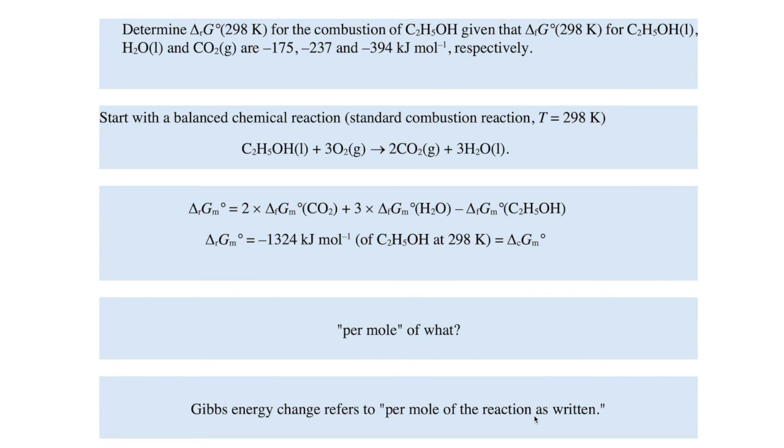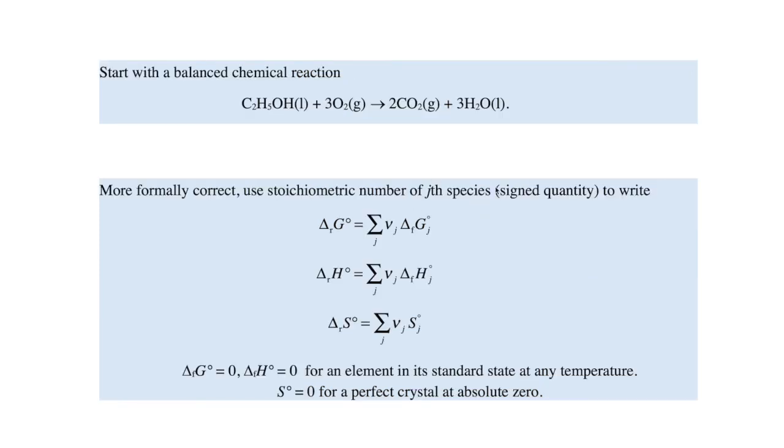Our first step is always to start with a balanced chemical reaction. Then for whatever reaction you begin with, use the appropriate summation. Remember, it's always products minus reactants, but each term has to be multiplied by the correct magnitude of the stoichiometric coefficient. Just make sure you do the full sum, products minus reactants.